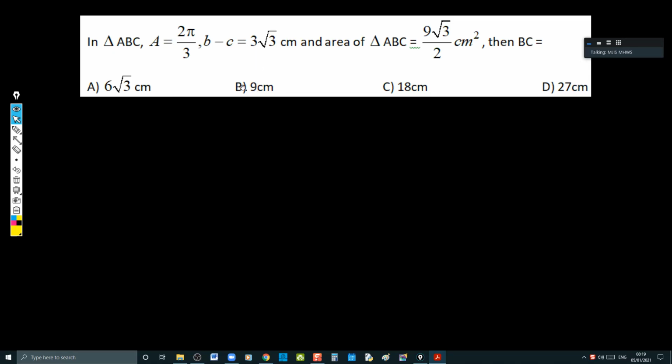You have to find out BC there, please. BC means small a is to be found out. Nothing but small a. So let us write the data given so that we will get an idea.